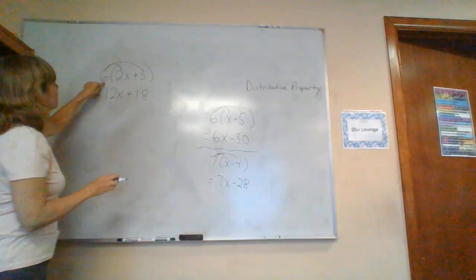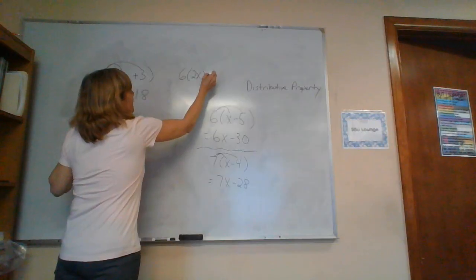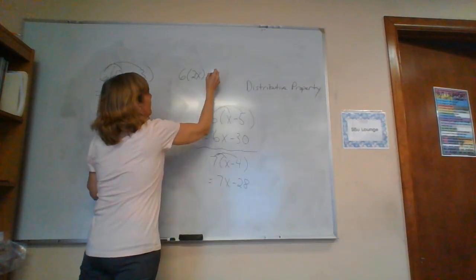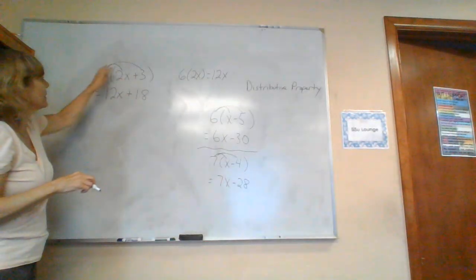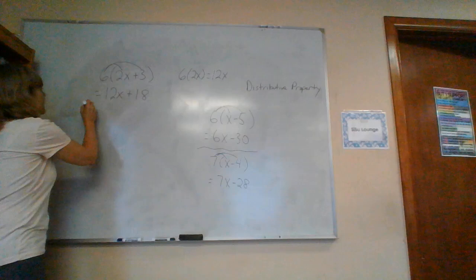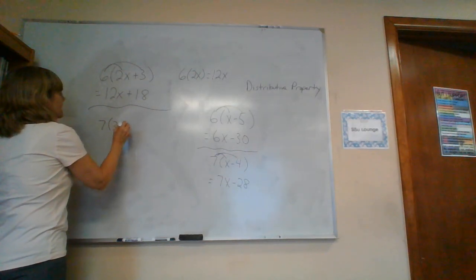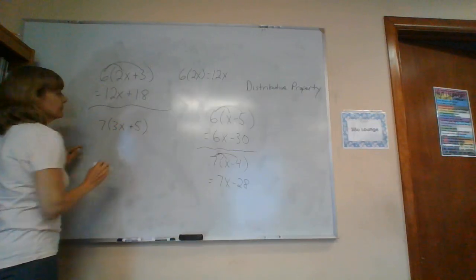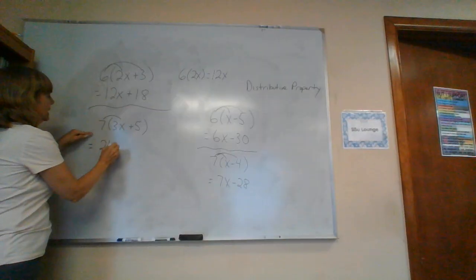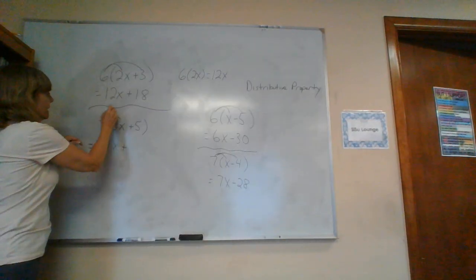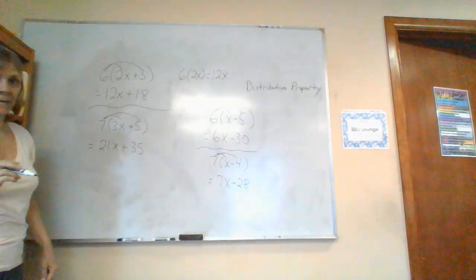So just remember, if I had written this part right here, if I had written 6 times 2x, you would look at that and you'd say, oh, well, that's 12x. That's all I'm doing here. It's just part of a bigger problem. So it's 12x plus 18. Suppose I did 7 times 3x plus 5. 7 times 3x is 21x plus 7 times 5 is 35.